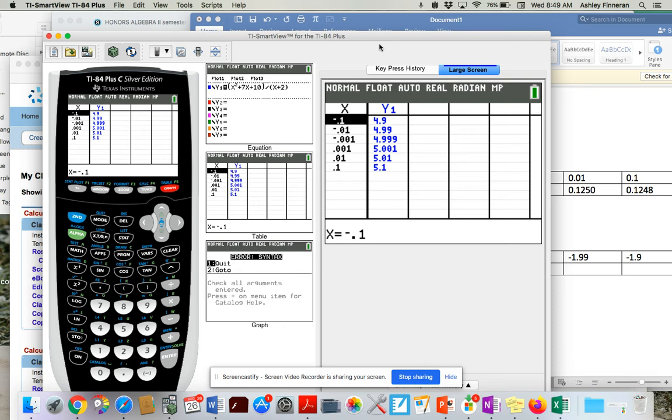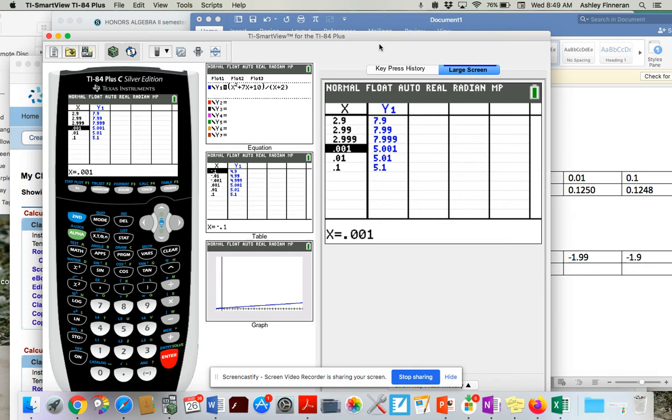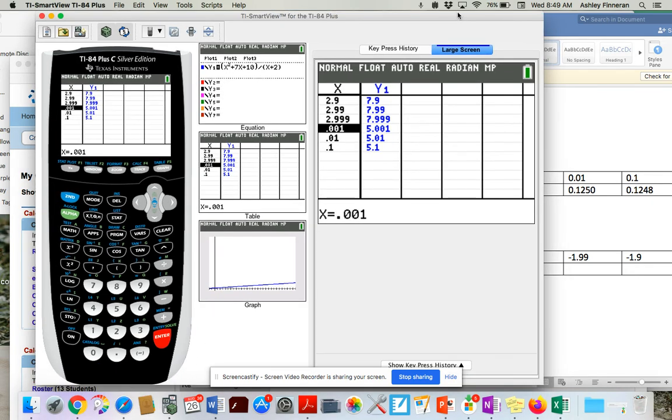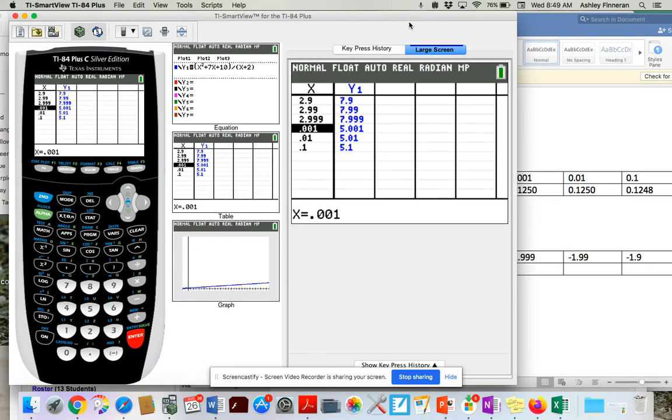So I have 2.9, and then 2.99, 2.999. I'm getting real close to 3. Oh, I'm not typing in the right numbers. You're going to laugh when you see where those numbers came from. Might have been typing the answers.